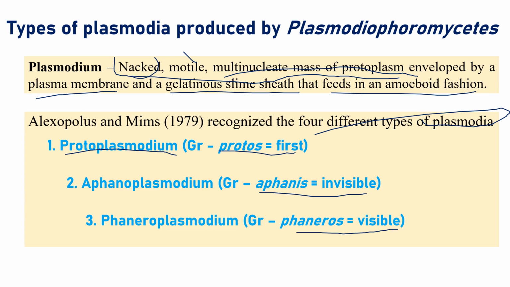Only slight variations will be found from one plasmodium to another. For example, protoplasmodium is the most primitive type. Aphanoplasmodium, in the initial stage, is primitive, later it slowly starts to develop. We'll see.